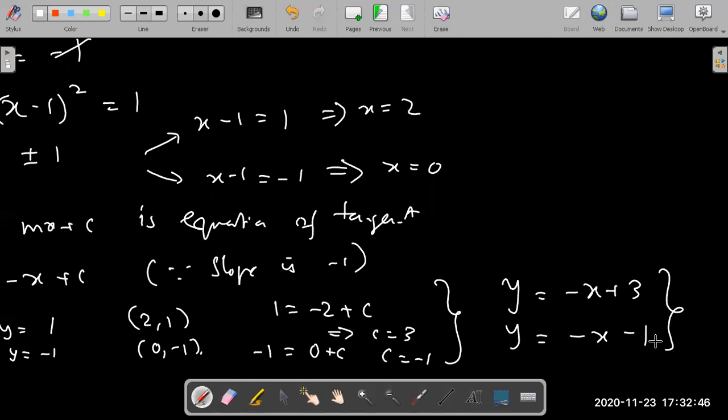Let me check what the textbook answer says. Yeah, y plus x minus 3 equal to 0 and y plus x plus 1 equal to 0. Both are correct answers.